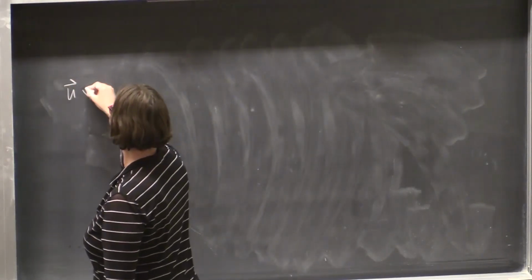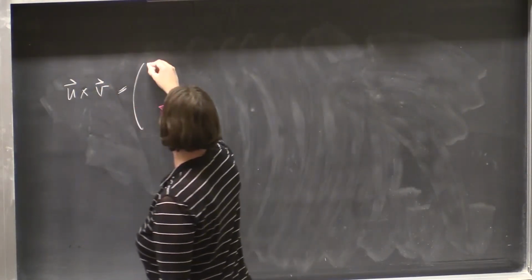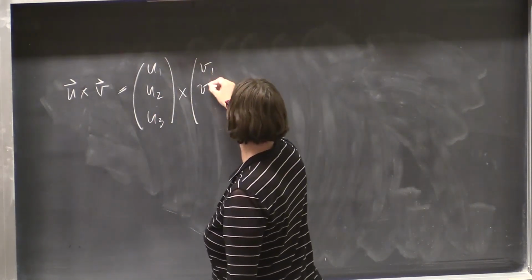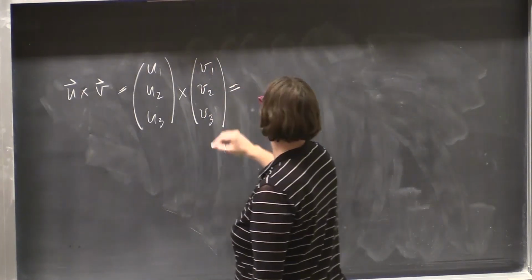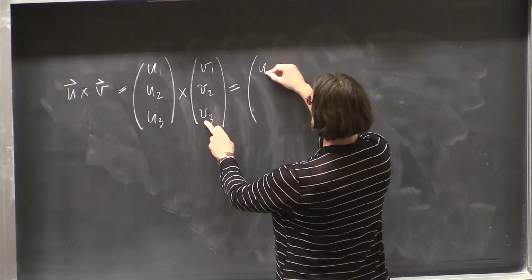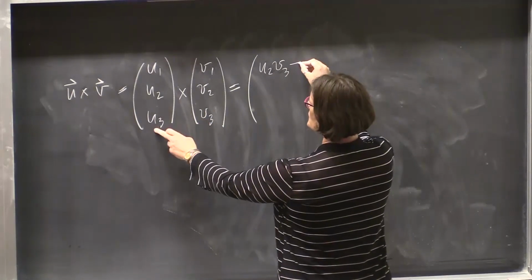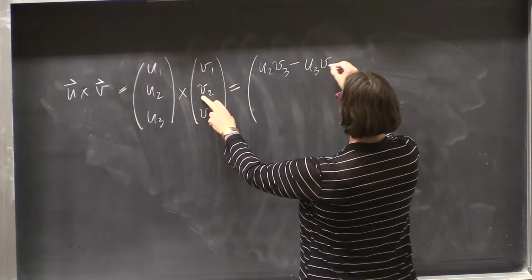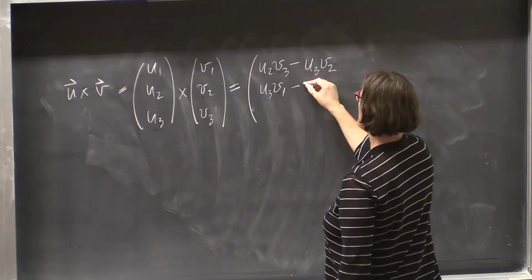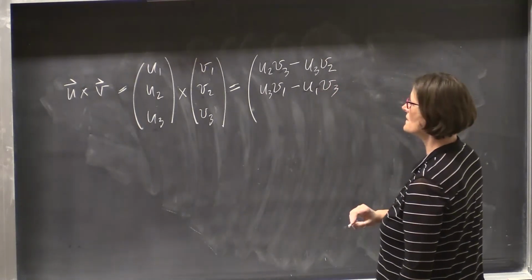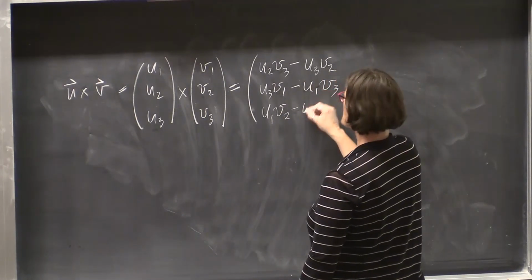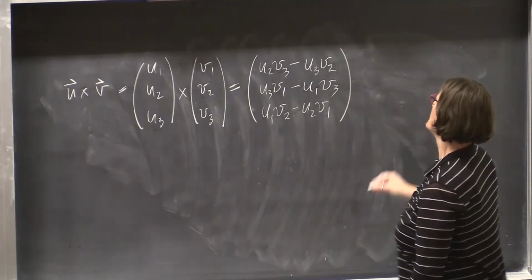In general, U cross V, (U1, U2, U3) cross (V1, V2, V3). The first entry is U2 V3 minus U3 V2. The second entry is U3 times V1 minus U1 times V3. And the third entry is U1 times V2 minus U2 times V1. So this is in general.